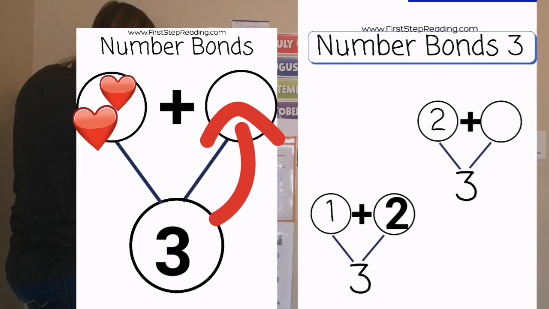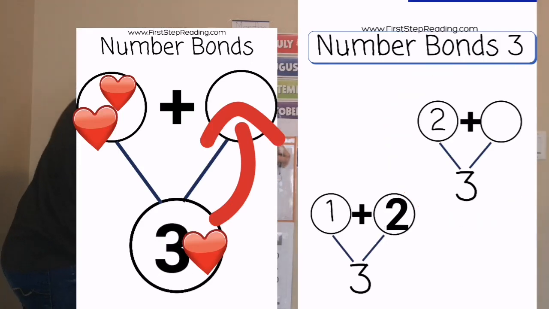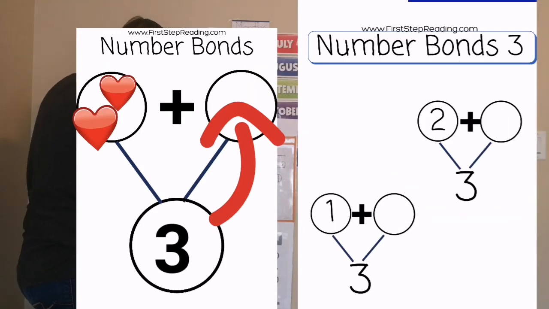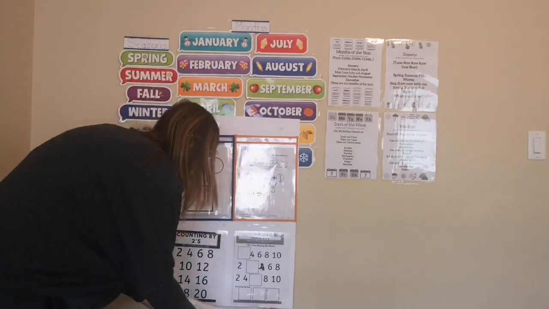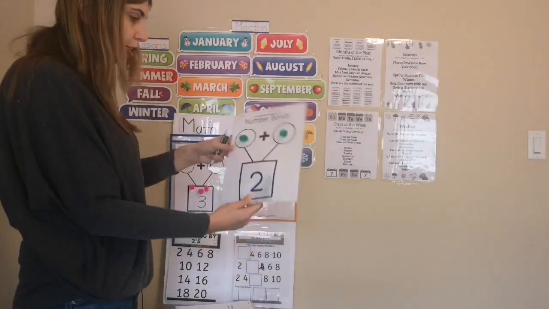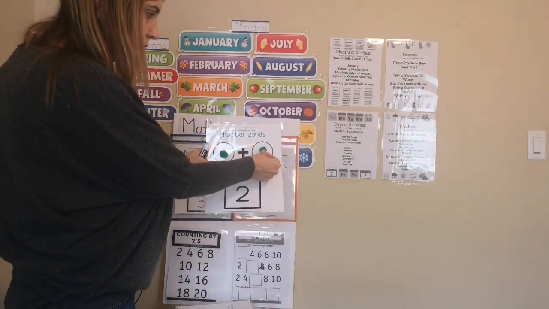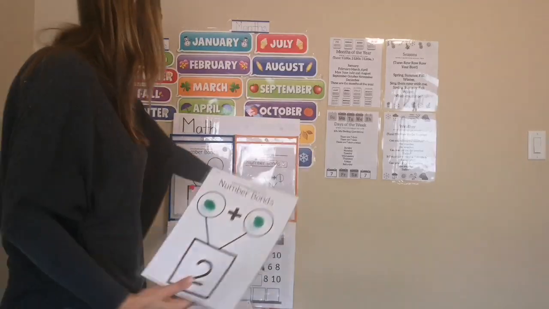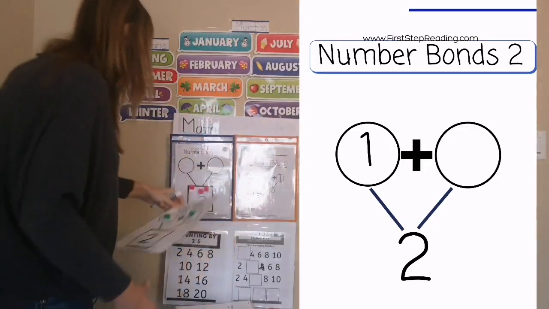Then it says if I put 2 here of my 3 counters, what is left for here? 1. Okay, so use counters and do your number bonds. Please use counters. You see how I have my counters? I start with my 2 counters down here and I follow my worksheet. It tells me how many to put in the first one, and then whatever's left I put in the second one, and then I count how many I put here, okay? And that's how you do your number bonds. Do it with your counters and the board.